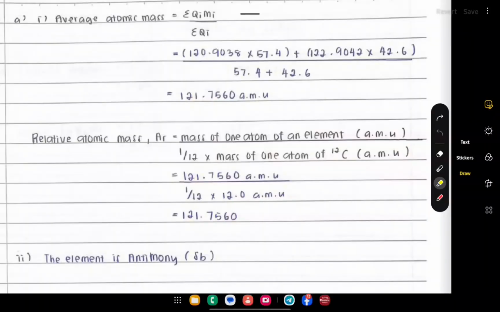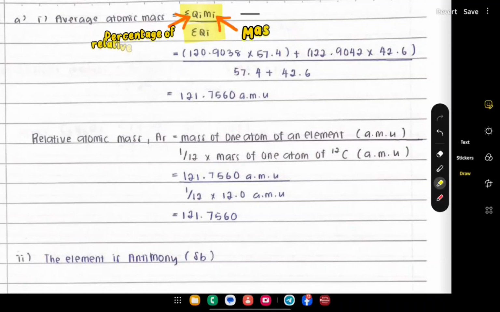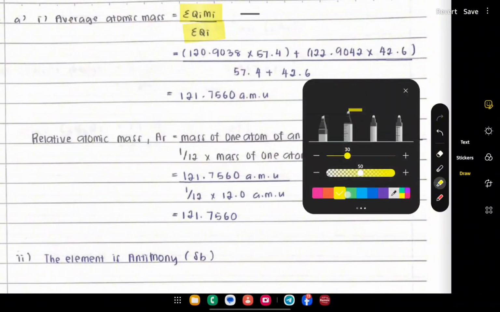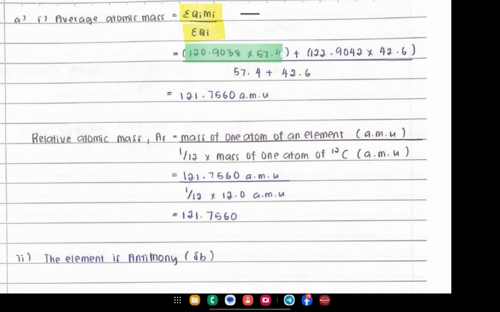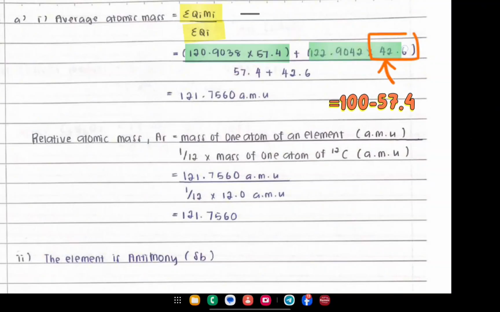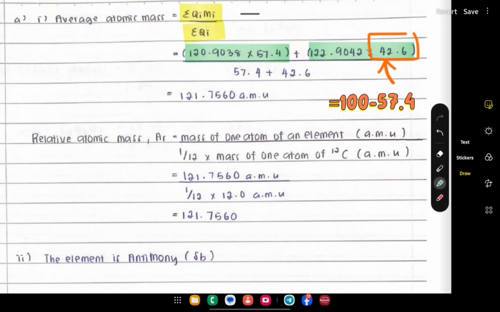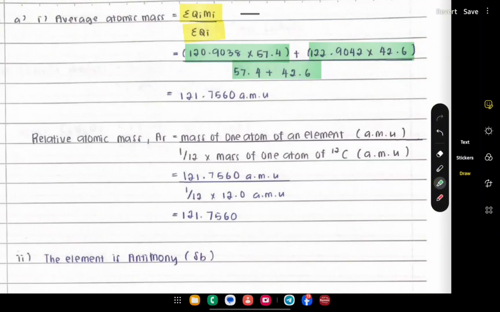So first, we need to calculate the average atomic mass to get the mass of one atom of the element. This is the formula of average atomic mass. Qi is the percentage of relative abundance, while Mi is the mass of the isotope. When you are substituting the values into the formula, make sure they are in the correct pair. We all know the whole percentage is 100, so we just subtract 100 with the 57.4%. So we got 42.6 for the second.